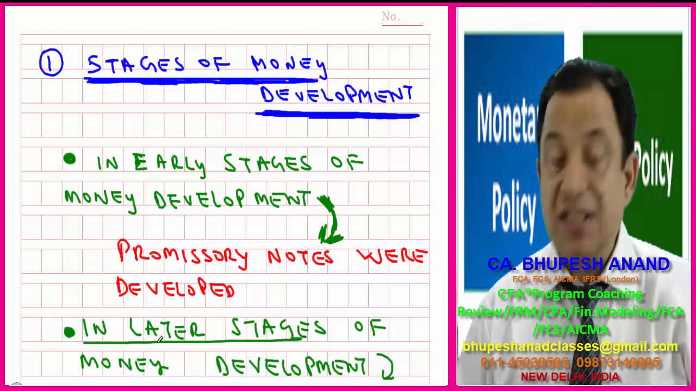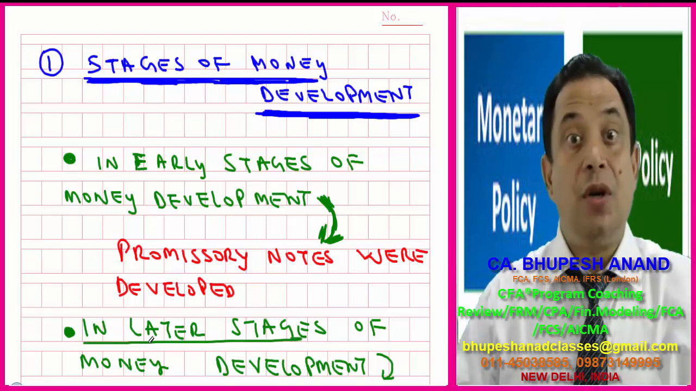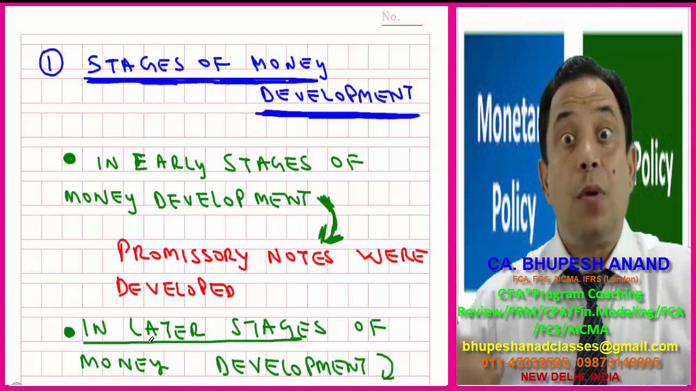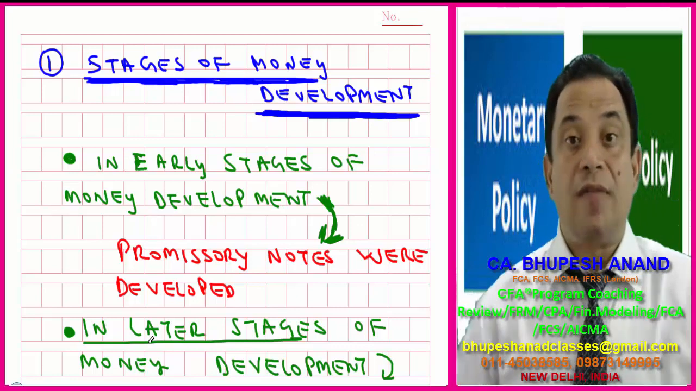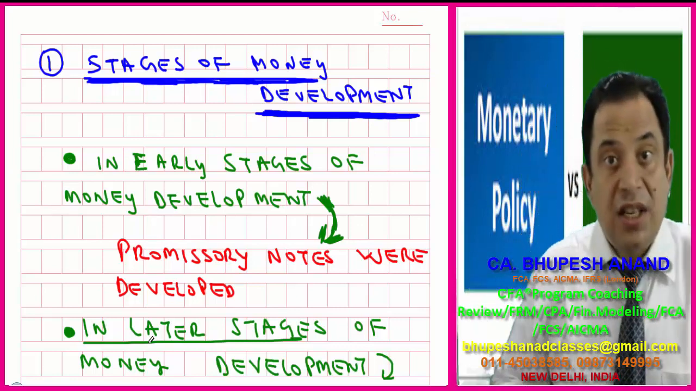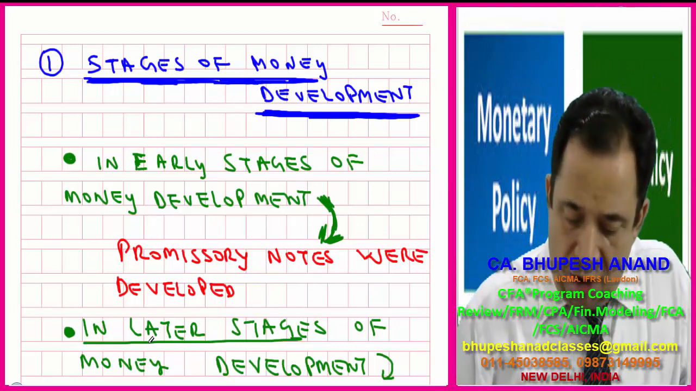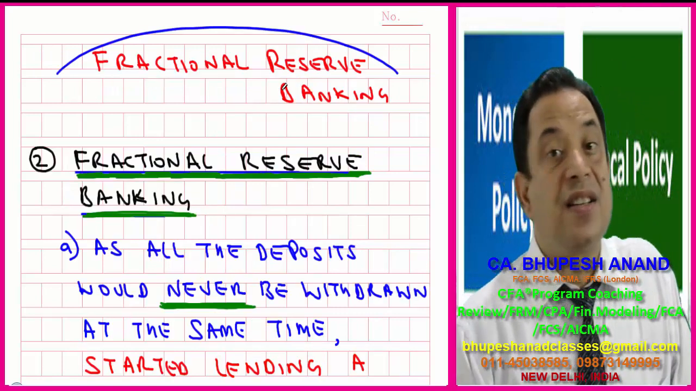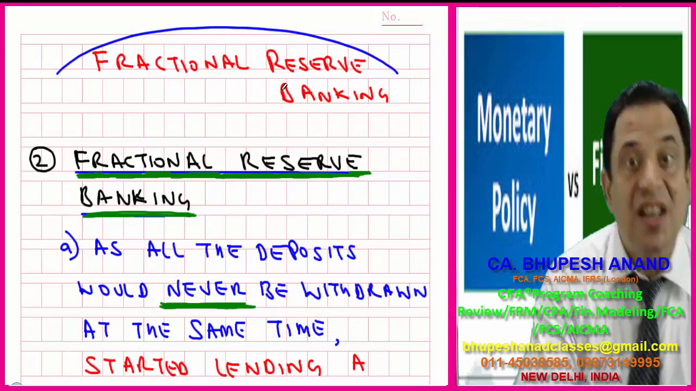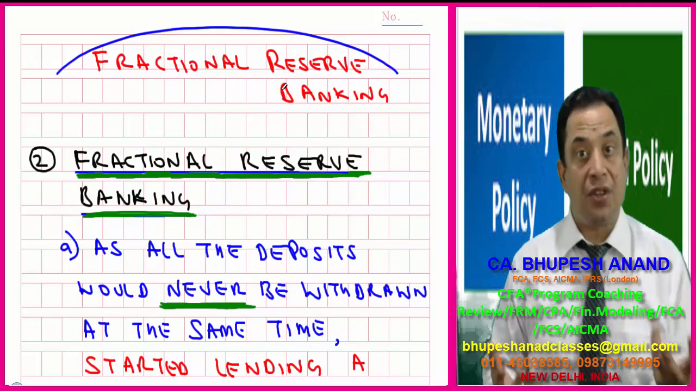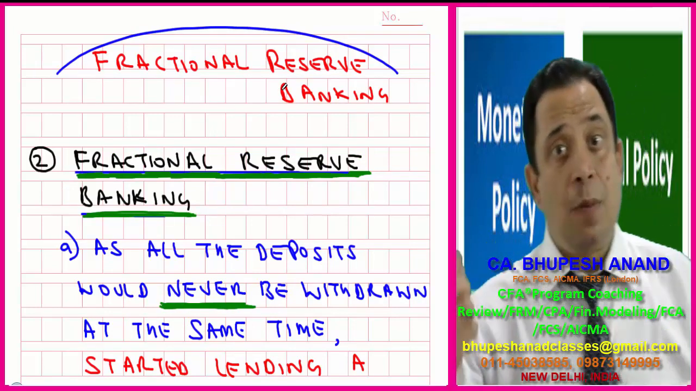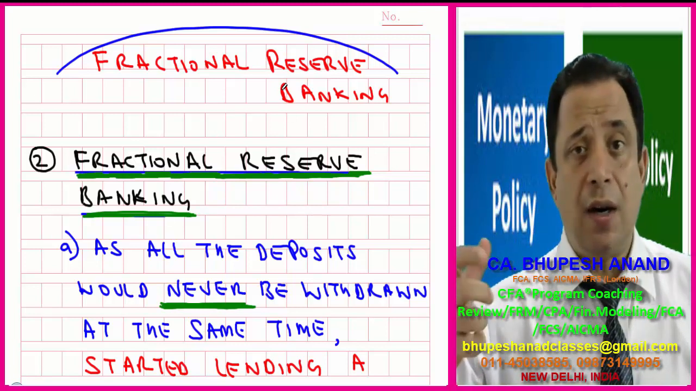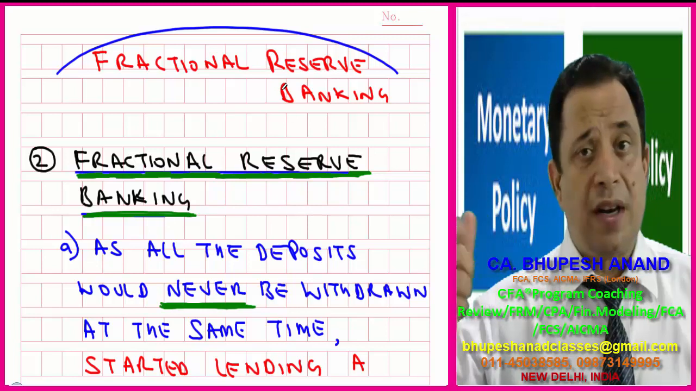But in a later stage, as the economy grows, there are more transactions and that much gold is not available. So in a later stage of money development, the fractional reserve banking system came into the picture. Now, what is the meaning of a fractional banking system? I think you have bank accounts, you deposit in your savings accounts, current accounts, fixed deposit accounts, recurring deposits.